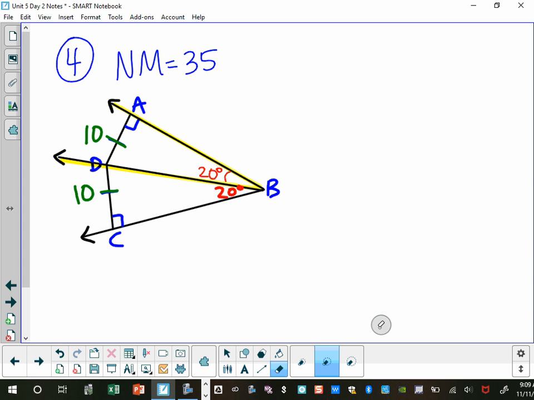What if, and don't write this down because I'm just making this up, but it applies to your work, this was 3x plus 20, and this was 5x plus 2, and it told me to solve for x, what would I do? Make them equal to each other because they are congruent. You have to know that if anything is congruent, it is equal to each other.